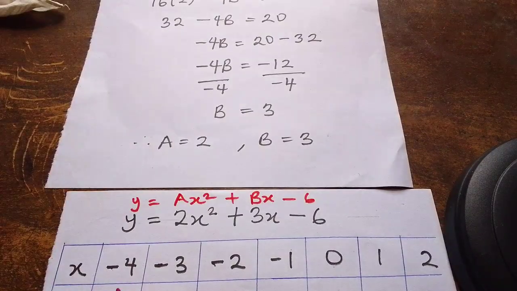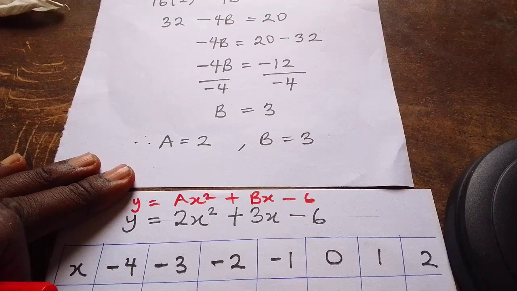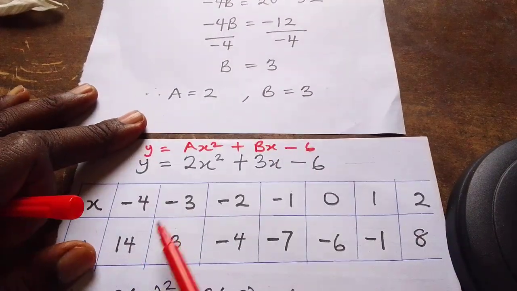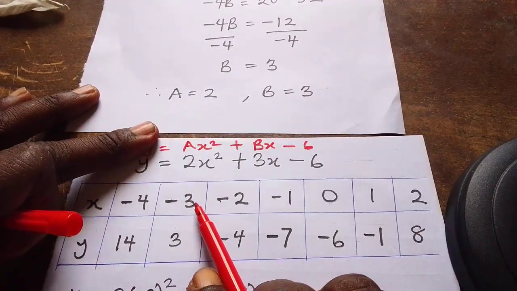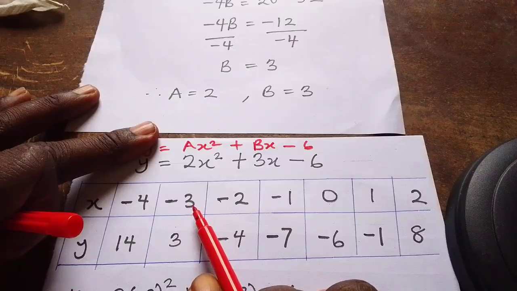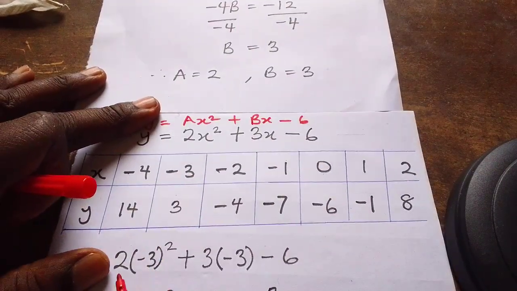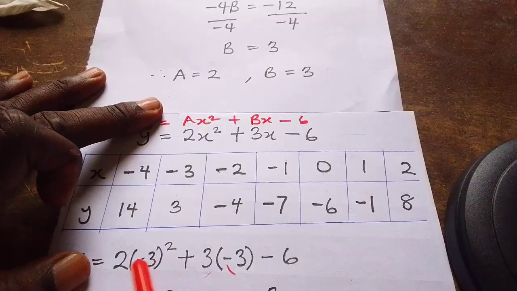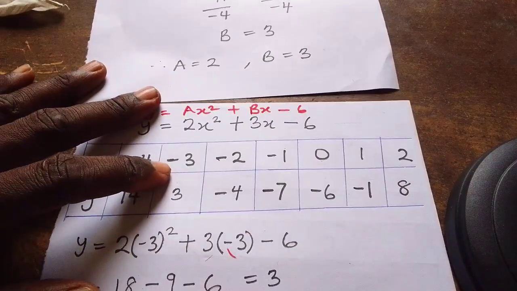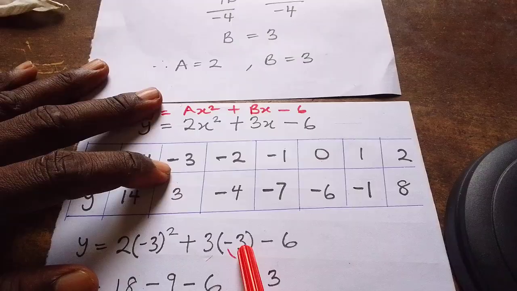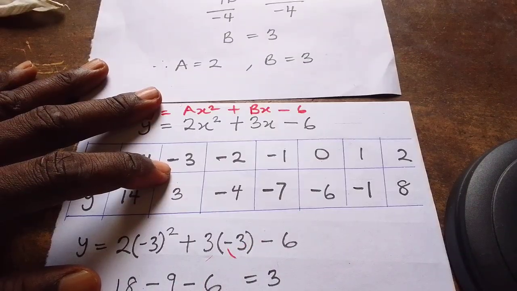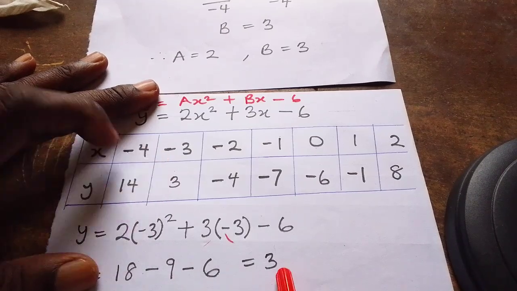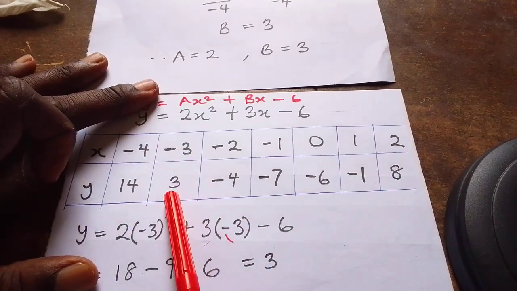We have been given the value of y when x is minus 4, so that's what you use to calculate it. You now look for when x is minus 3, what will be the value for y. Put it into the equation: 2 into bracket minus 3 squared plus 3 times minus 3 minus 6. Minus 3 squared is 9. 9 times 2 is 18. Plus 3 times minus 3: plus times minus is minus, 3 times 3 is 9, minus 6. 18 minus 9 is 9. 9 minus 6 is 3. So when x is minus 3, y is plus 3.